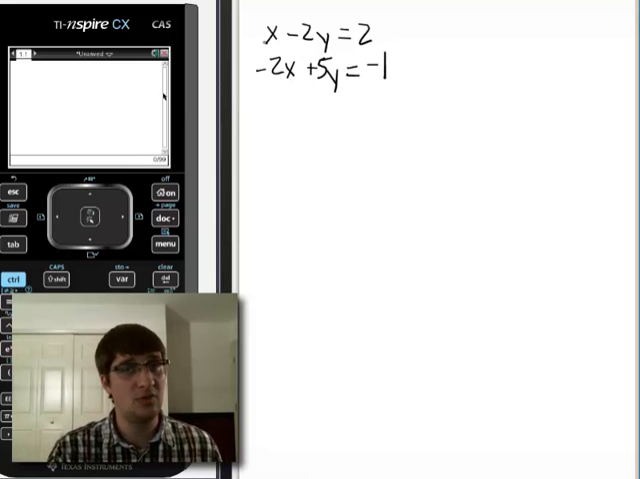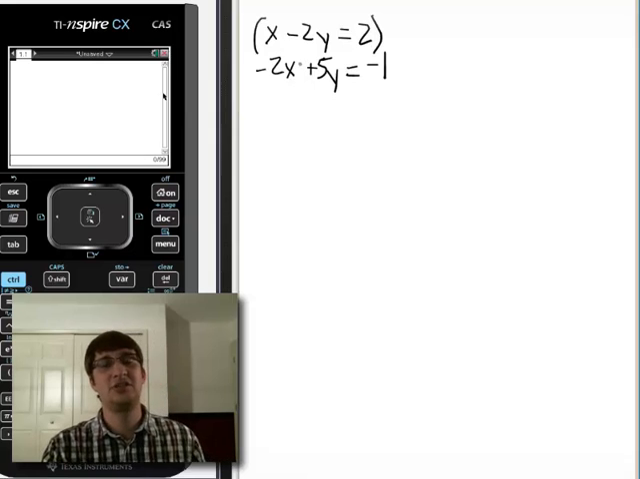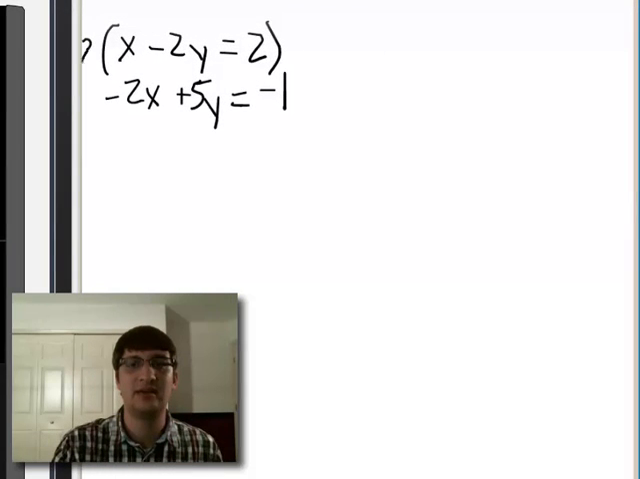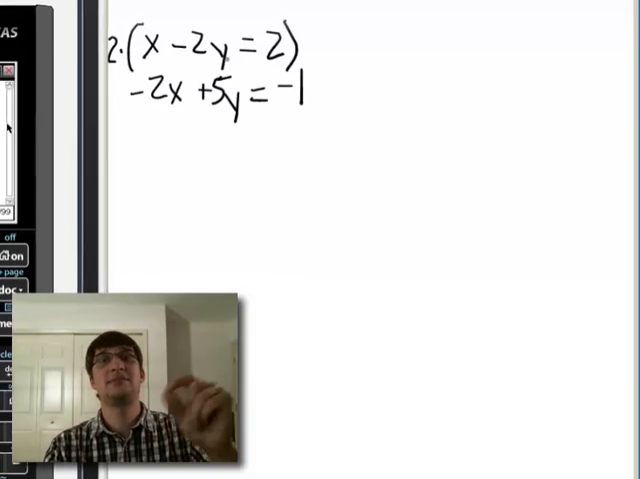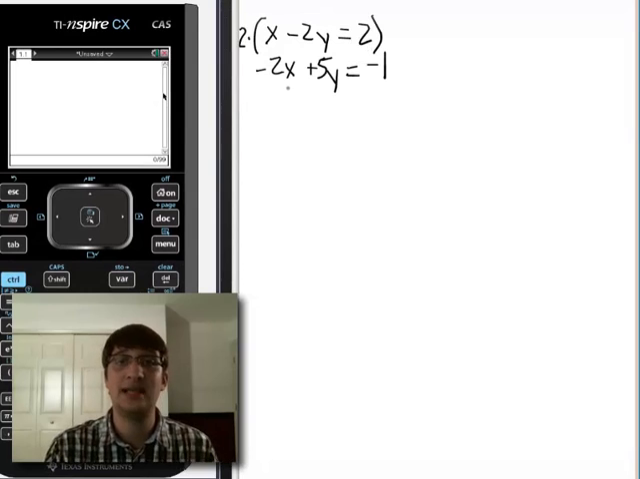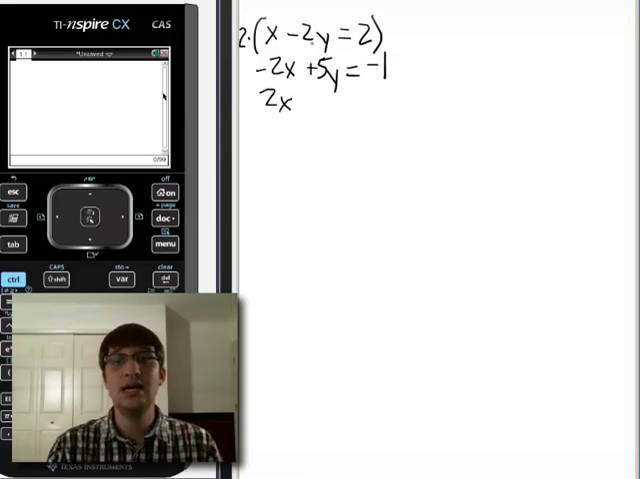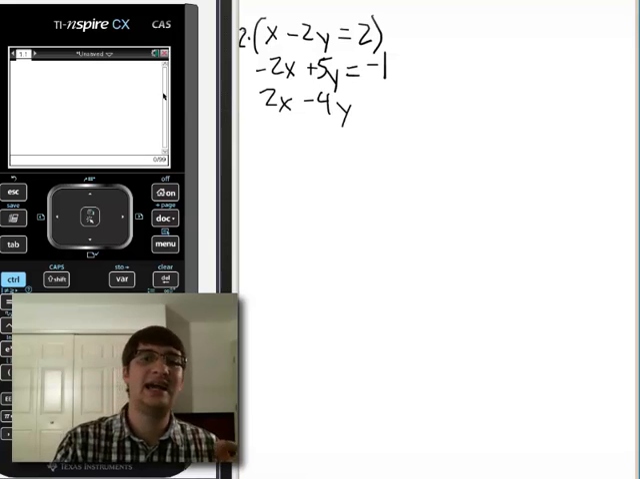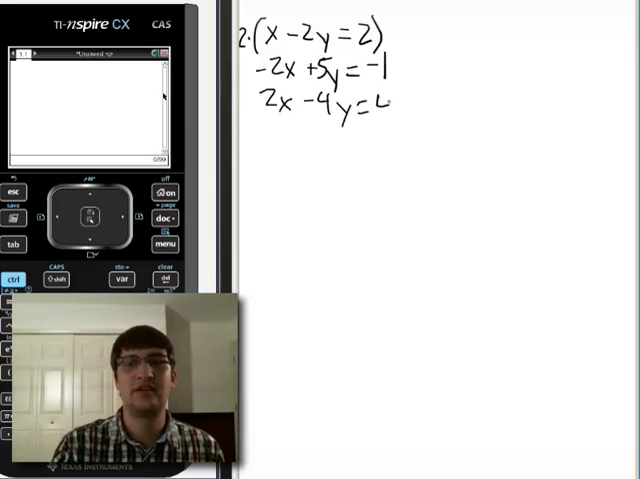So the way I show my work for this is I just put a big old parenthesis around everything and make sure that this 2 that I'm multiplying everything by gets multiplied by everything. So I get 2 times x, 2 times negative 2y, and then 2 times the 2 on the other side of the equal sign. And I'm going to rewrite this below that bottom equation. So it's going to be 2x. I got 2 times negative 2y, which is negative 4y. And then I got 2 times 2 over here on the other side of the equal sign, which is just going to give us 4.